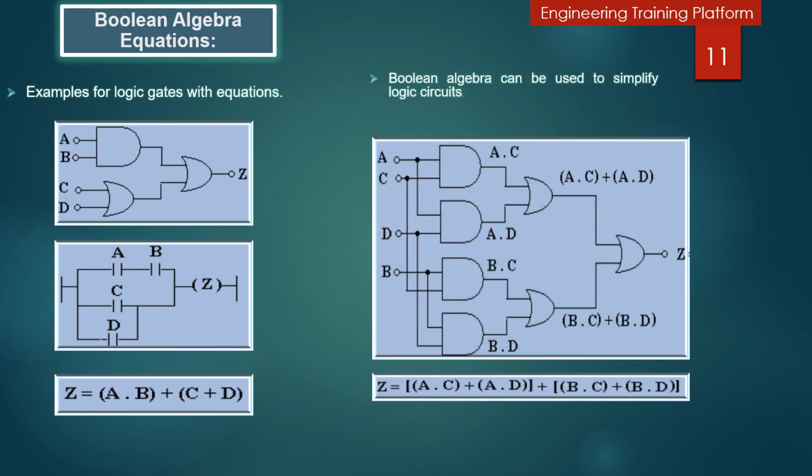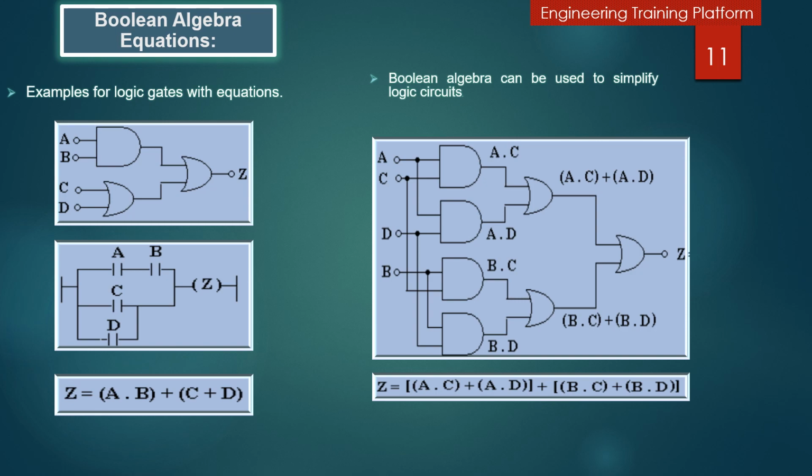The Boolean algebra can be used to simplify logic circuits. Again, you can see here, this is the AND gate, this is the AND gate, and this is the OR gate. The same as I explained here, the AND gate with input A and input C. A multiply by C, you can see here in the equation, A multiply by C. Z is the output, Z is equal to. Now for number 1 AND gate, A multiply by C. After that, this equation will come here. This is the OR gate. The OR gate symbol is plus. You can see here the plus.